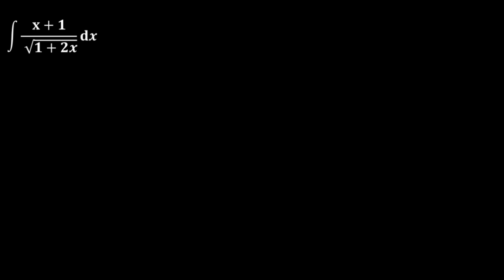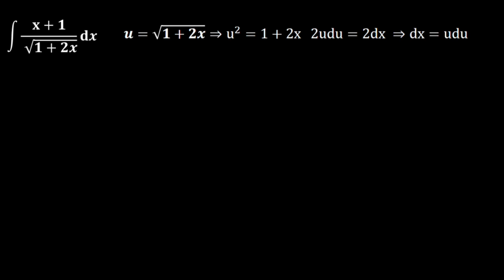Proceeding with this integral, moving to a complicated integral, we have the integral of (x plus 1) all over the square root of (1 plus 2x). How are we going to integrate this? That's the question we're asking. In just a few minutes, we use the substitution u equals the square root of 1 plus 2x, as in the equation. If you differentiate this, u squared will be 1 plus 2x. Differentiating that, we're going to have 2u du equals 2 dx.